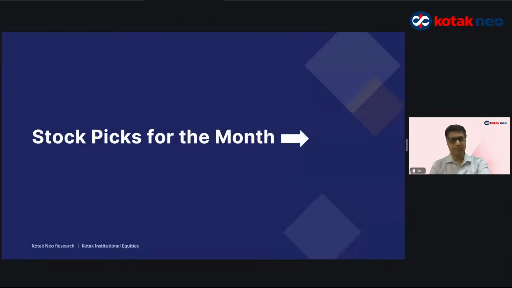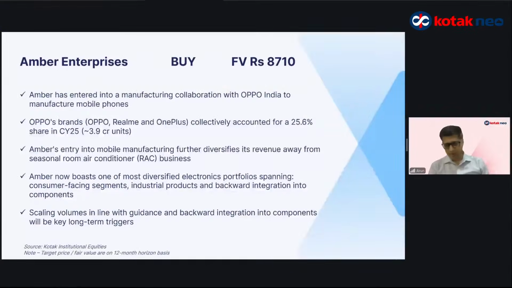Yeah, next one. So I'll start with one of those ideas. One is Amber Enterprise, and the others will be covered by my colleagues. Amber Enterprise is a company which has largely, in the past, been focused on the room AC segment. They used to make different parts of the room AC segment, or even the entire unit, and supply it to the AC players. Over the last few years, the company has been steadily changing their product profile, increasing the non-AC revenues as well.